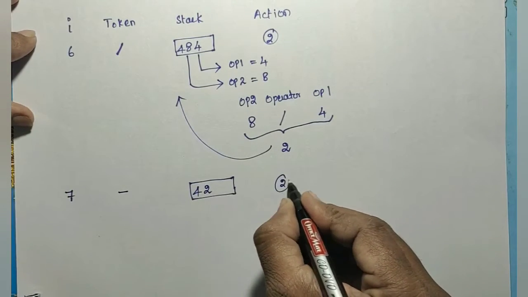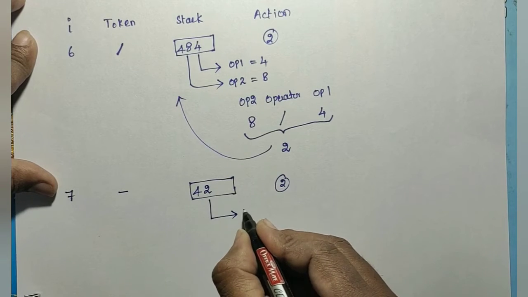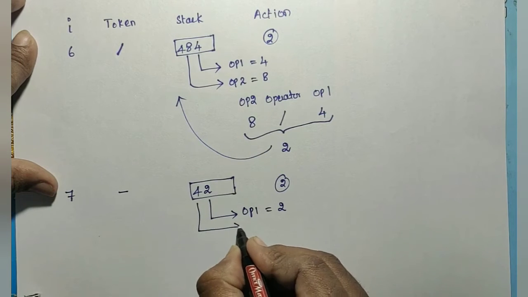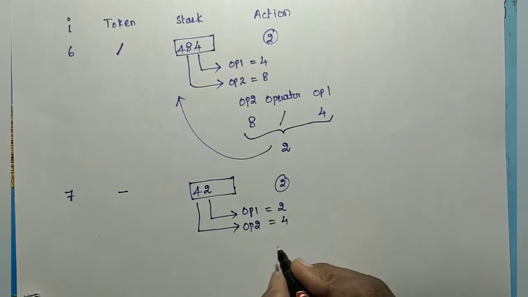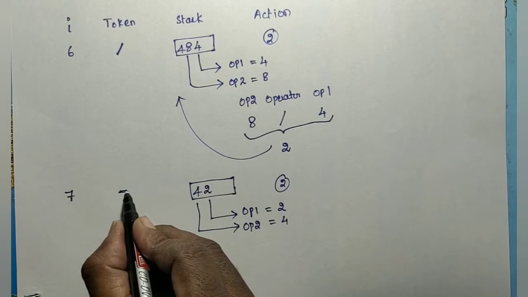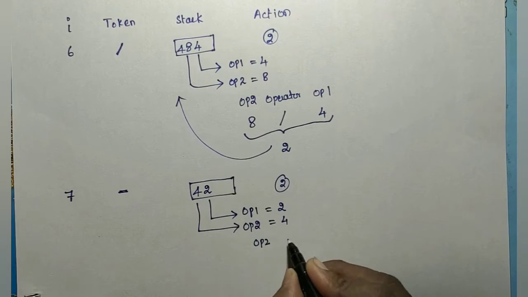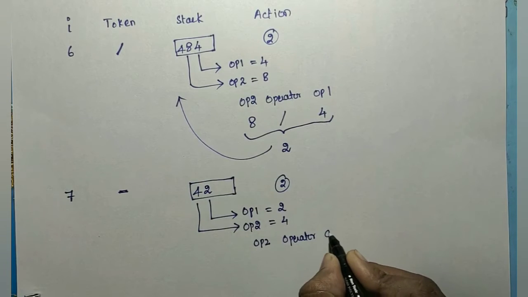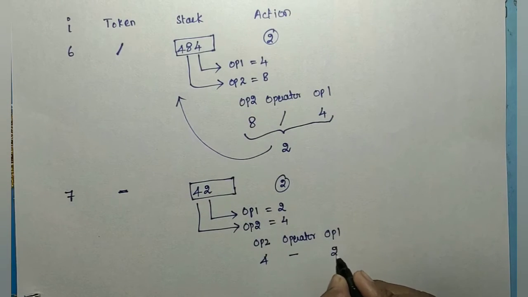So again it is an operator, so action number 2. I need to pop an element, that is OP1 equal to 2. And then again you pop another element, OP2 equal to 4. I need to perform the minus between OP2 and OP1. So OP2, operator, and then OP1. So that is 4 minus 2.